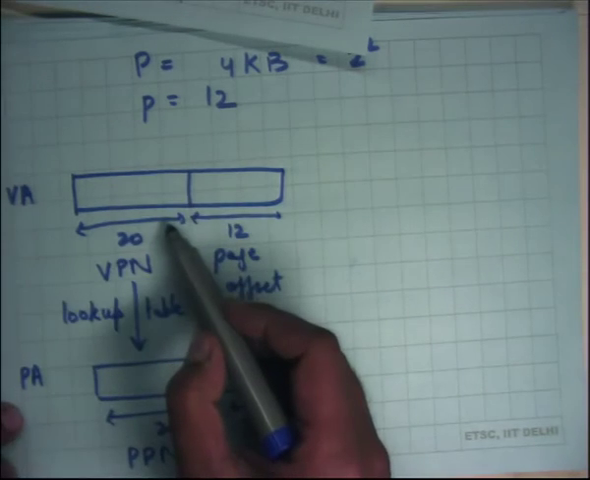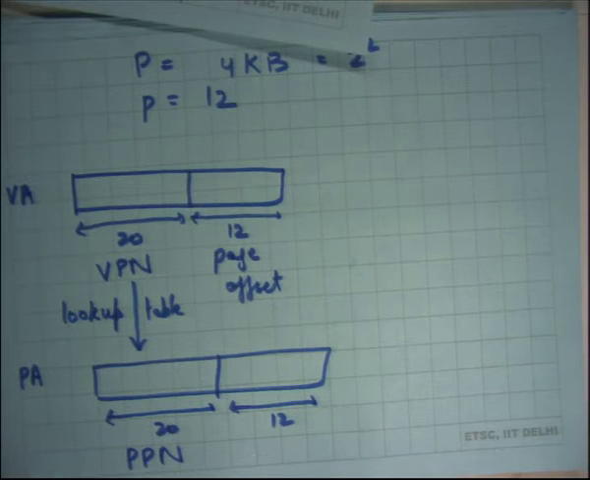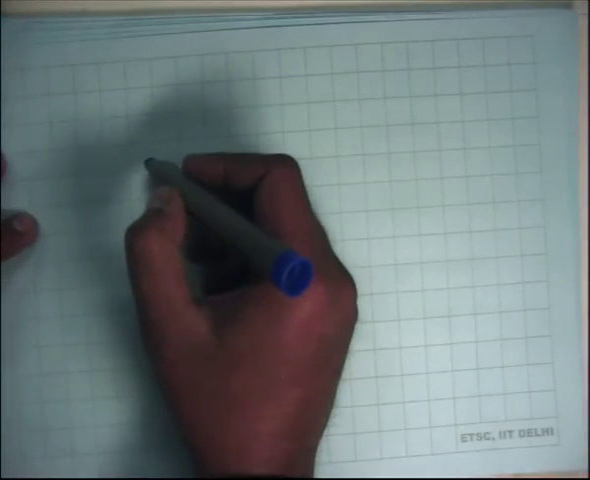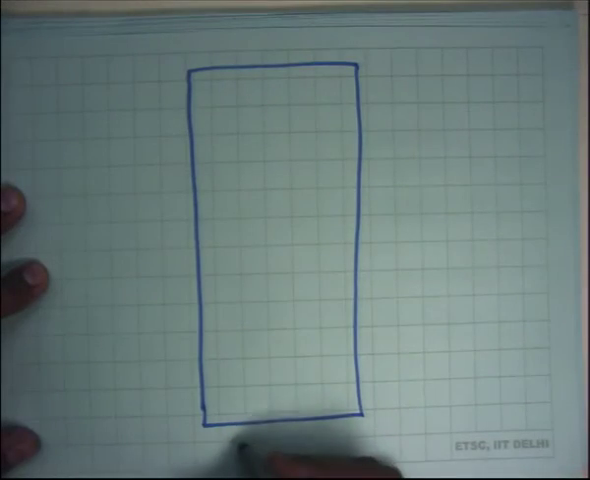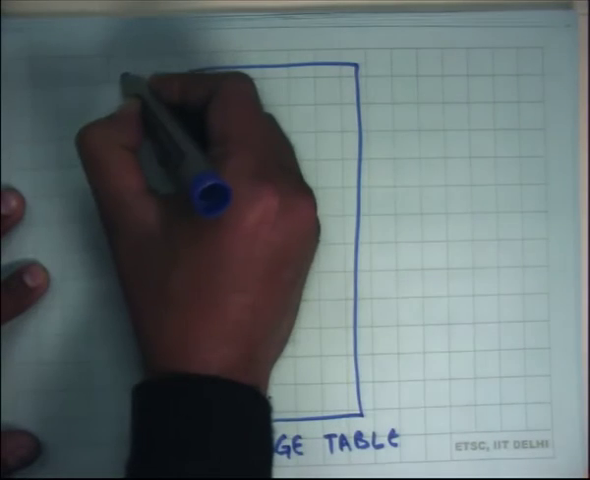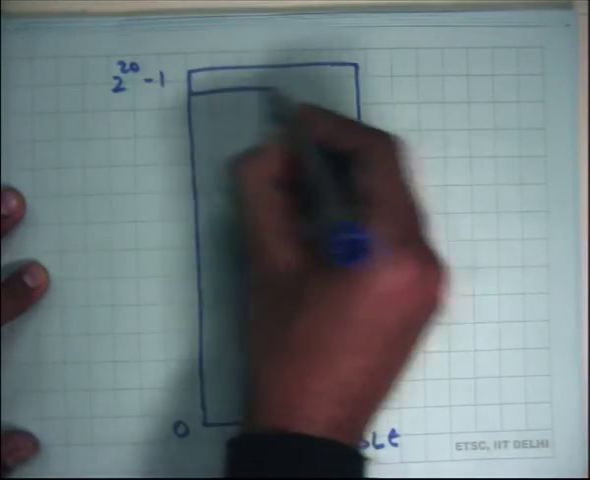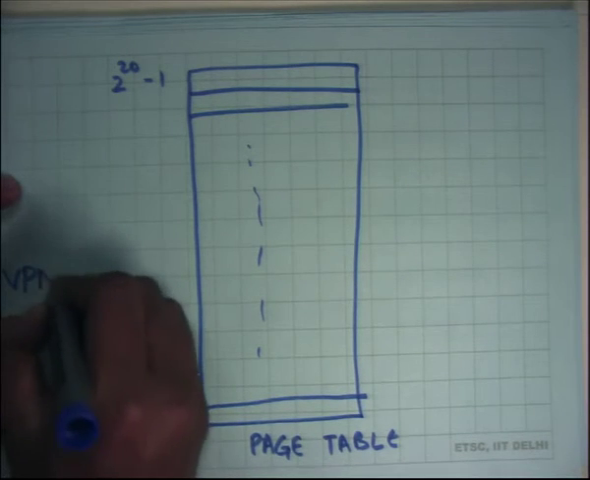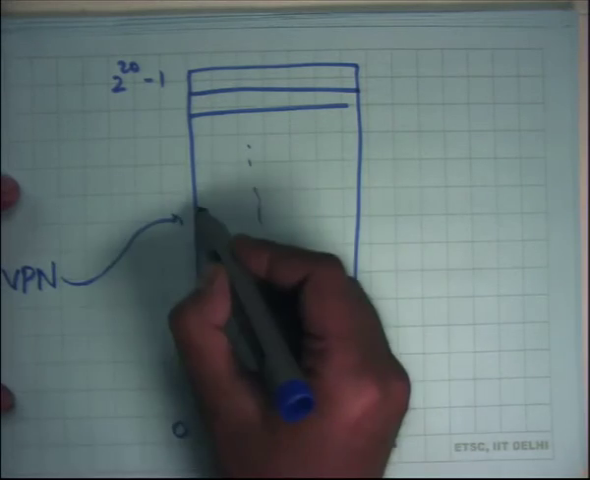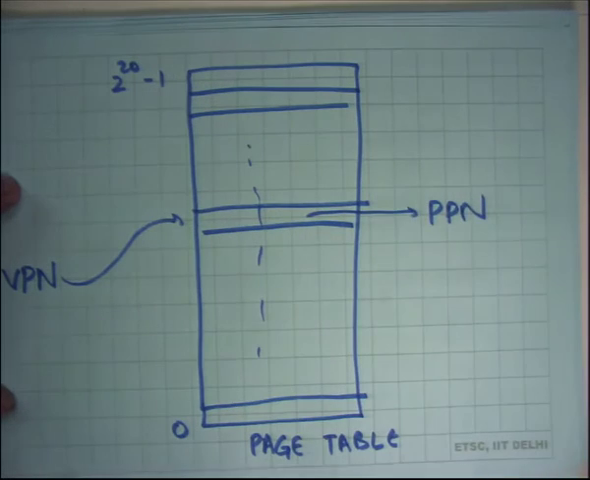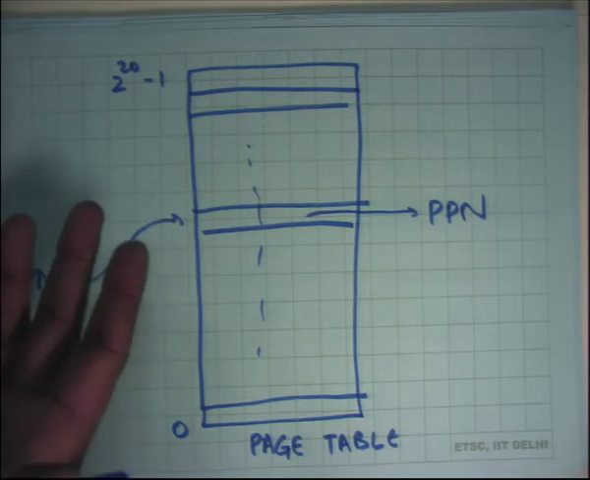In other words, I need a mapping from 2 to the power 20 numbers to another 2 to the power 20 numbers in the most general case. One way to do that is to have a table of 2 to the power 20 entries, right? So I could have one big table. Let's call this the page table, which has entries 0 to 2 to the power 20 minus 1. I'm going to take the VPN and use it to index this table, right? And whatever value is stored there, that's going to be called my PPN. Okay, that's one way to do this.